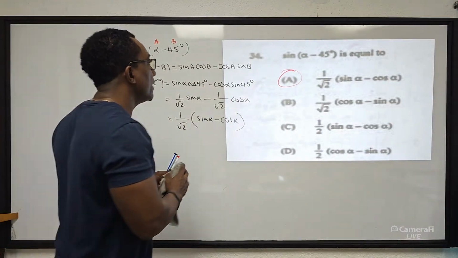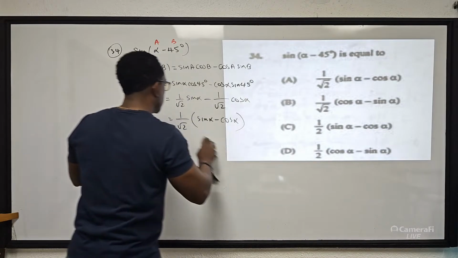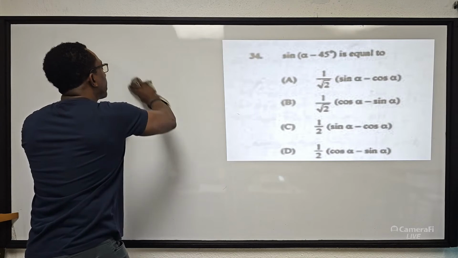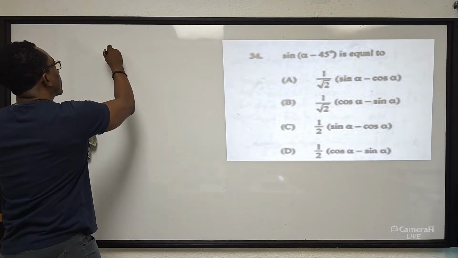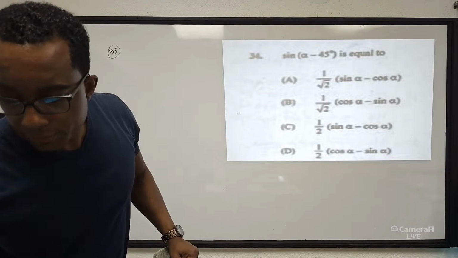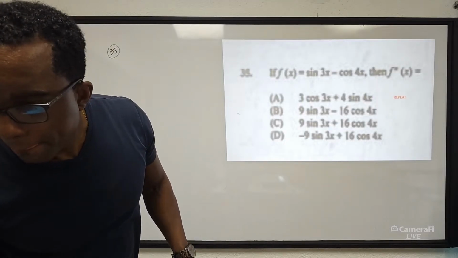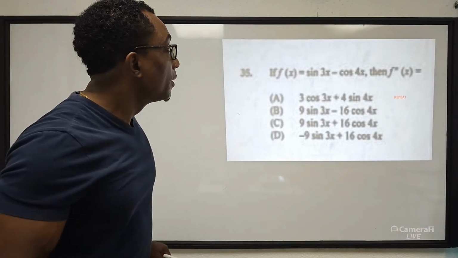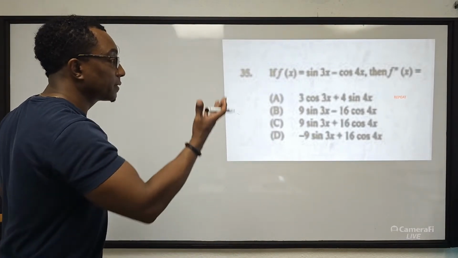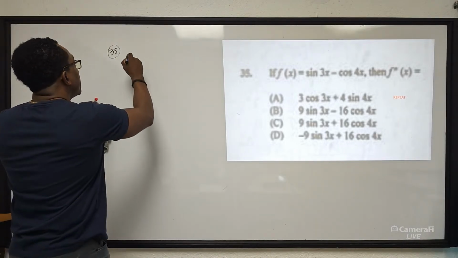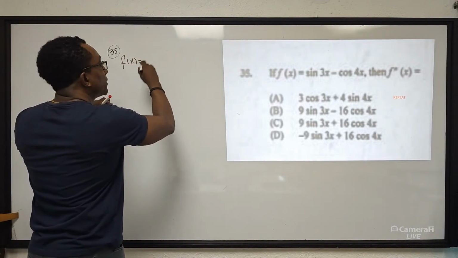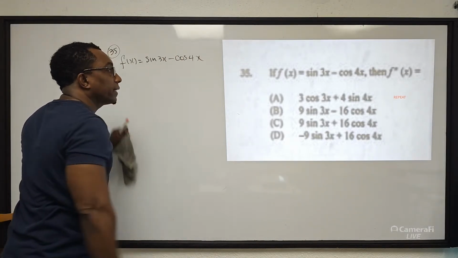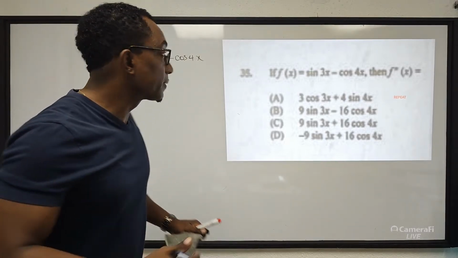Alright, let's move on to 35. This is a repeat, and it's very blurred, but let me state on the board what it states. If f of x is equal to sine 3x minus cos 4x, then what is f double prime x?